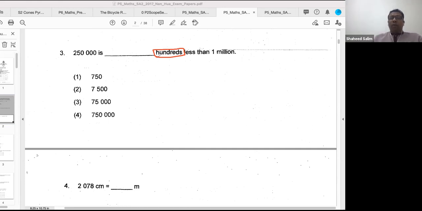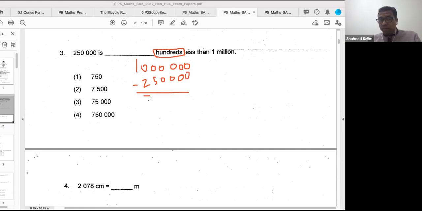Okay, we take 1 million first. I do not know whether Putra got it by luck or whether he knows that's the answer. Now you minus this. Your answer should be 750,000. That's what you get. But the answer is not 750,000 because they use the word hundreds here. 750,000 is the answer if you don't have this word. 250,000 is 750,000 less than 1 million. This is correct, but now they put hundreds here.